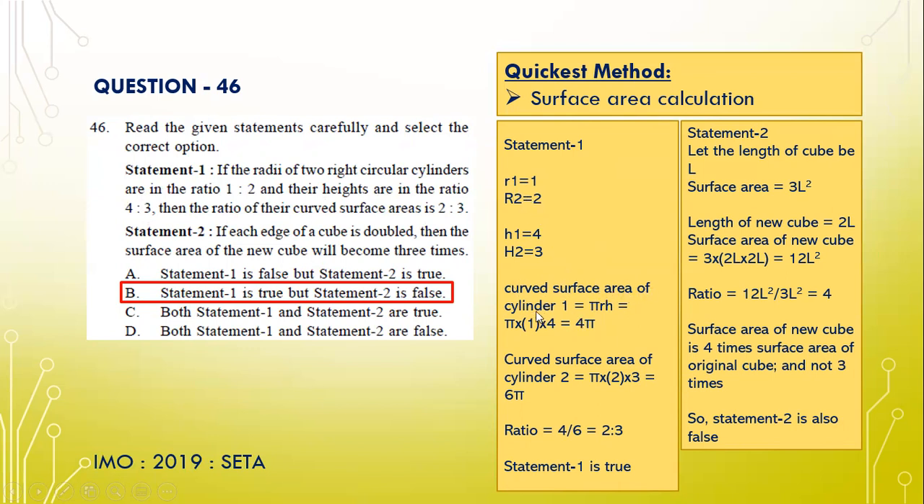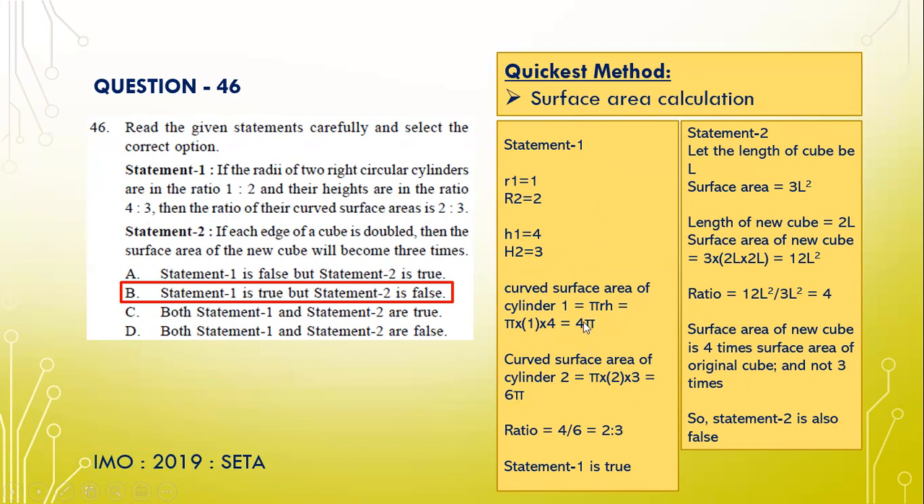Curved surface area of cylinder 1. For the first cylinder, the curved surface area is pi R H. What is R? R is 1. What is H? H is 4. So pi into 1 into 4, which is 4 pi. And the curved surface area of the second cylinder is pi into R into H. What is the second cylinder's radius? It is 2. What is H? Height is 3. So pi into 2 into 3, 6 pi.